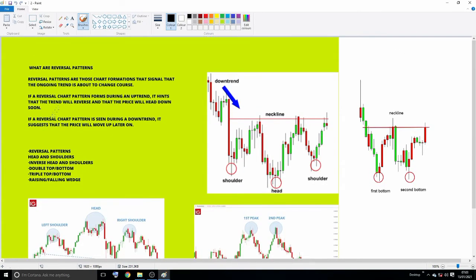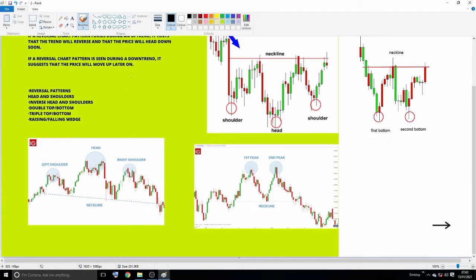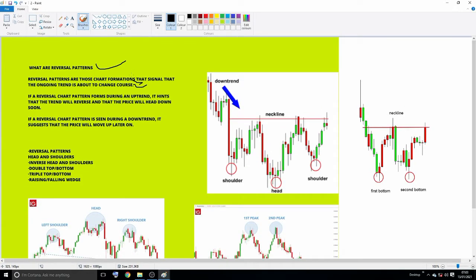So what are reversal patterns? Reversal patterns are chart formations that signal that the ongoing trend is about to change course. They form on the chart just to warn traders that the ongoing trend is about to change direction. If it was an uptrend, it's about to go down. If it was a downtrend, it's about to push up, right?